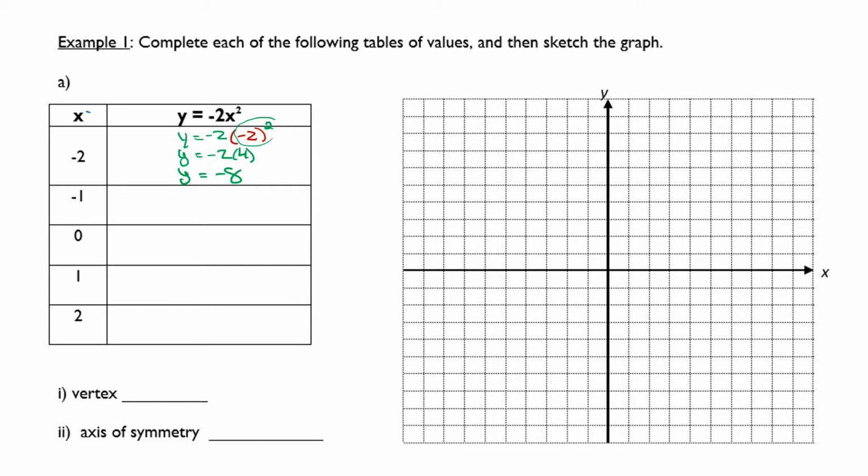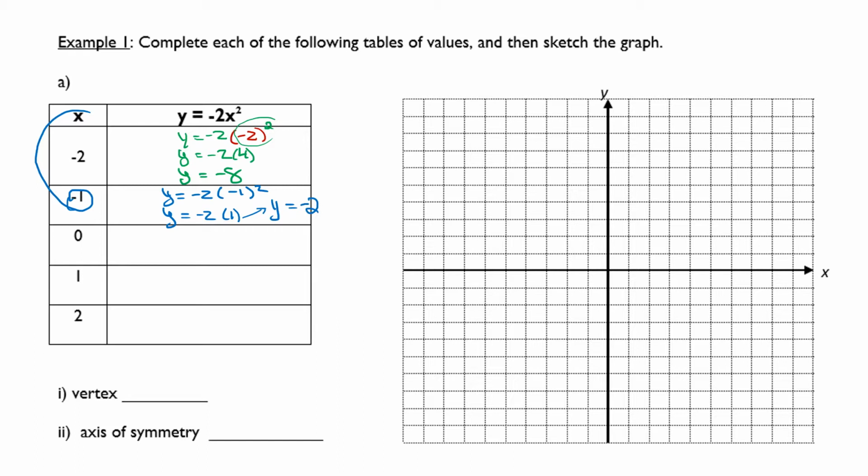This time I'm going to use the X value of -1. So X is -1. I'm going to sub that in here. I get Y equals -2, and instead of X, I'm subbing in a -1 this time, squared. Y equals -2. -1 times -1 is +1, so I'm kind of out of room. I'm going to put it on the side here. My answer is Y equals -2.